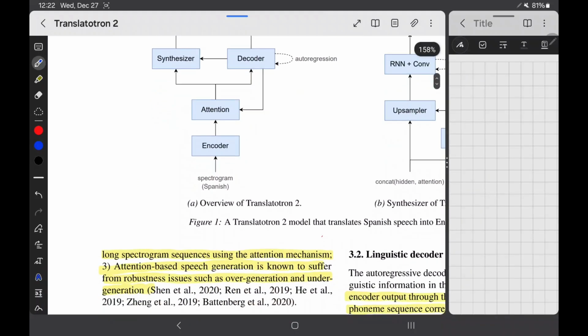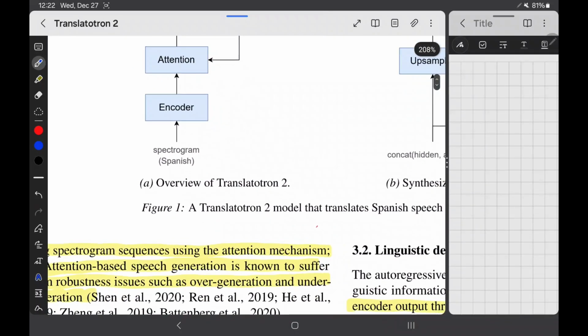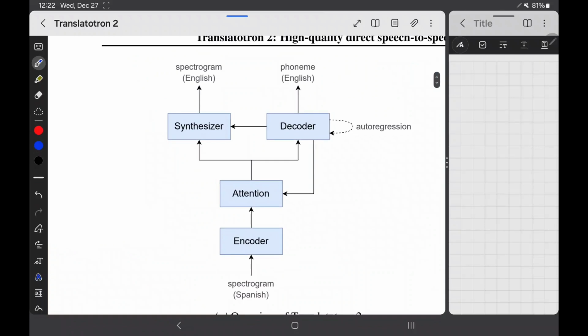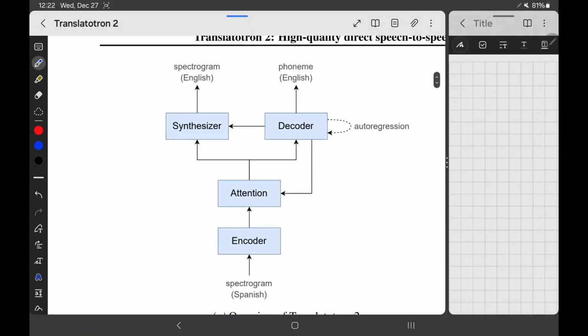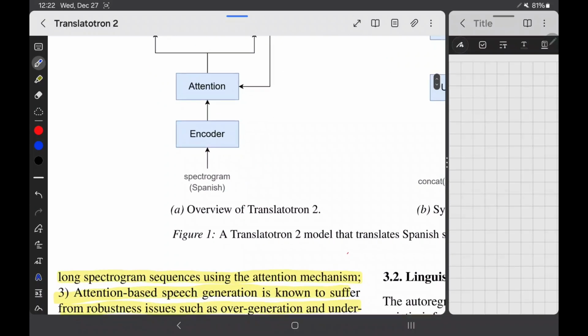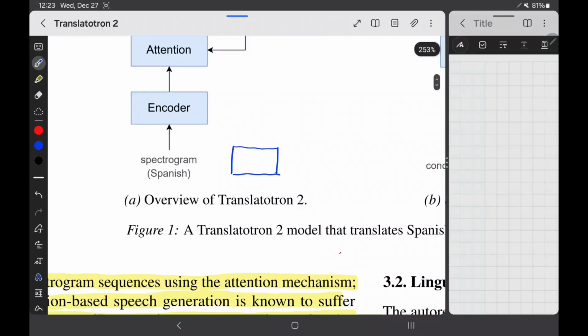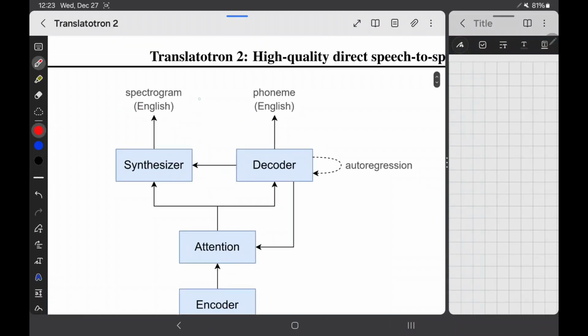So to start off, you have a spectrogram. We want to do Spanish to English translation. In this case, it is paired data, as Translatotron 2 uses paired data. You have Spanish audio, not text, and you want to directly translate that to English audio. To do that, you first create a MEL spectrogram, as you do with audio. So you have some spectrogram here, and this will be our source, and this will be our target up here.